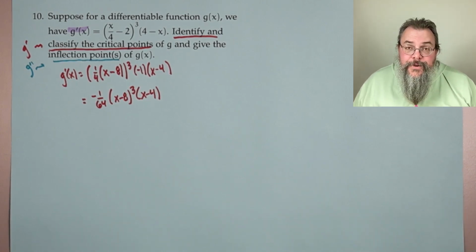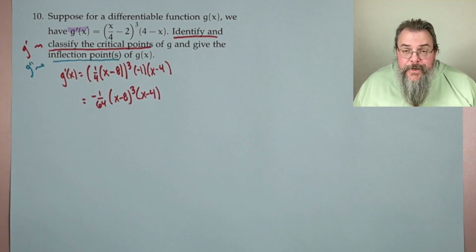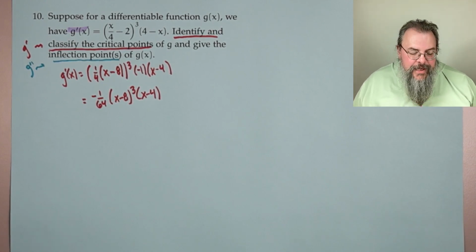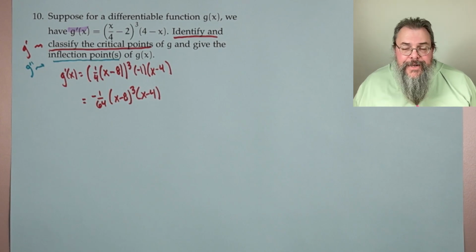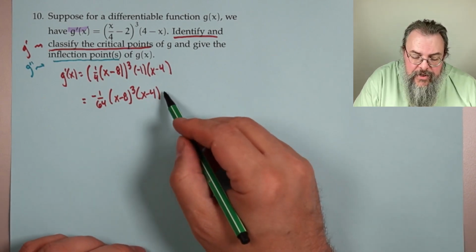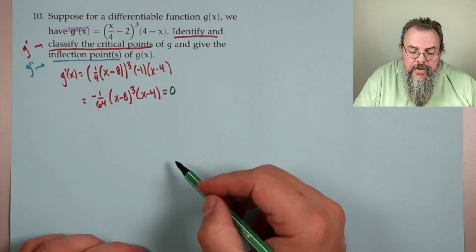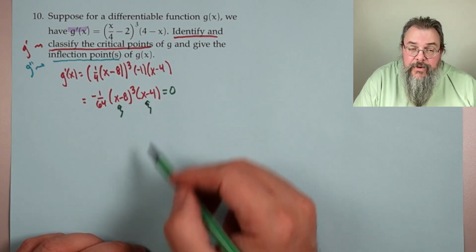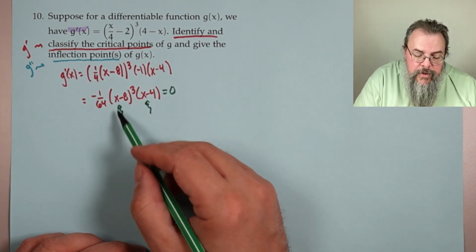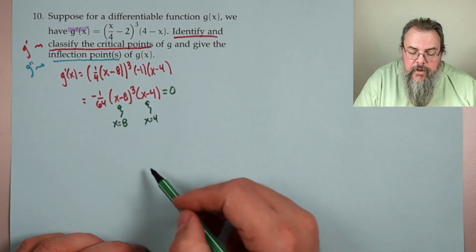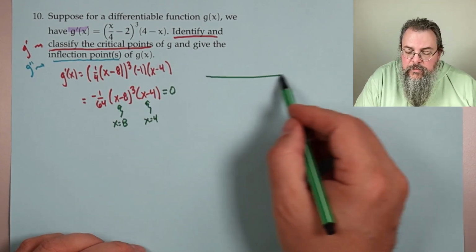Now, what are we going to do? Well, we're looking for the critical points. It's polynomial. We love polynomial. And we say, okay, it's never undefined. We don't have any kind of boundary conditions or anything like that. So we say, well, let's set it to 0. Okay, so we set it to 0. And we get x equals 8 and x equals 4.